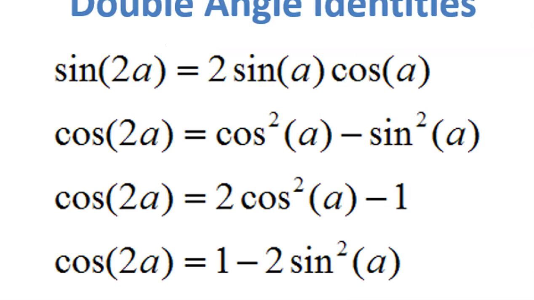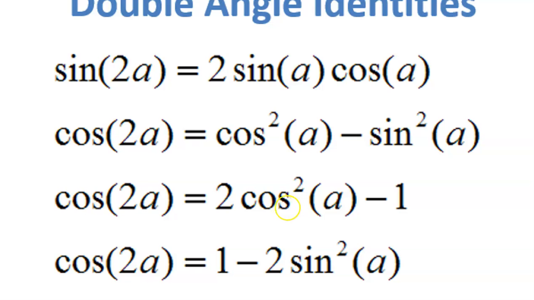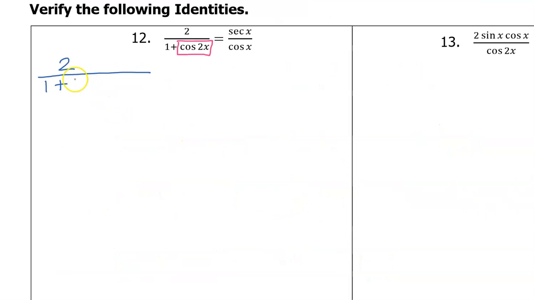That makes me want to pick the version of the cosine double angle that only involves cosine. So I'm going to try that substitution and see what happens. So cosine of 2x equals 2 cosine squared minus 1. All right, let's go with that and see what happens. So I'm going to have my 2 in the numerator, and I've got my 1 plus, here comes the substitution I just mentioned, 2 cosine squared x minus 1.